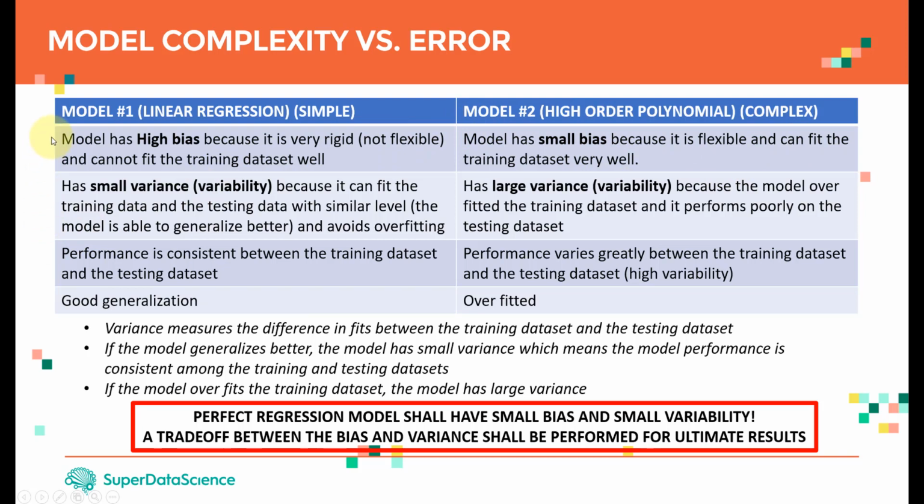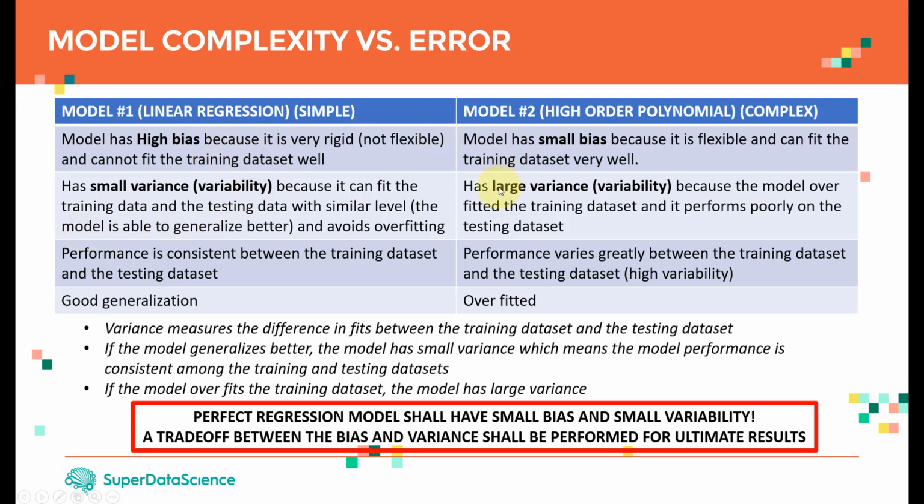However, model 1 has small variance, or variability, because it can fit the training data and the testing data with a similar level of accuracy, which is okay. It's not that great, but it's acceptable. The error is very comparable between the training data set and the testing data set. That's why we say the model is able to generalize better, and that's what we call avoiding overfitting. So it's not overfitting to the training data.